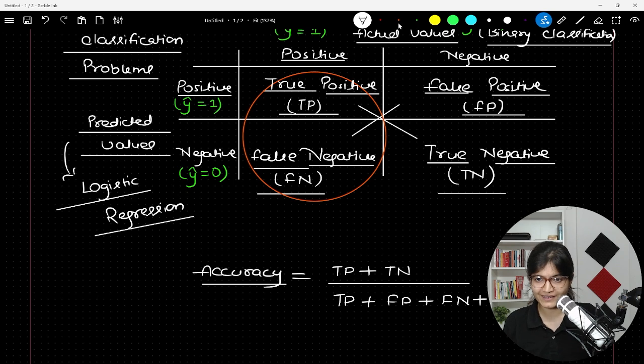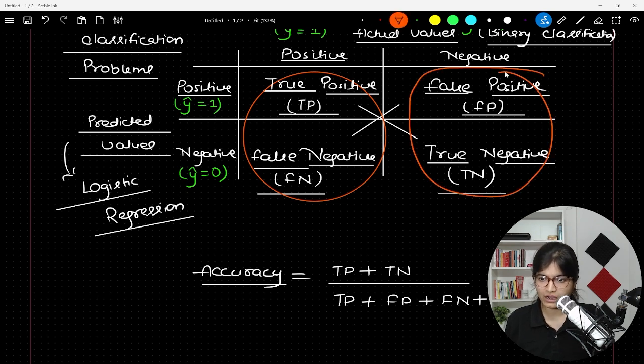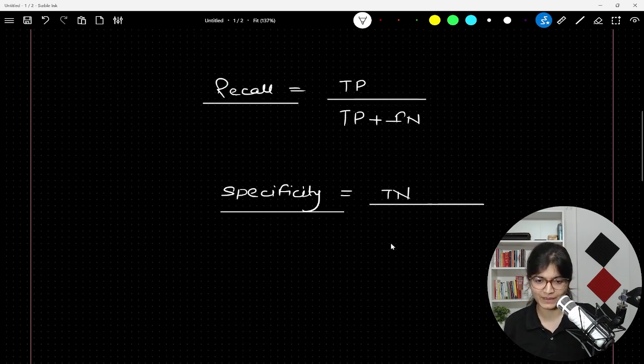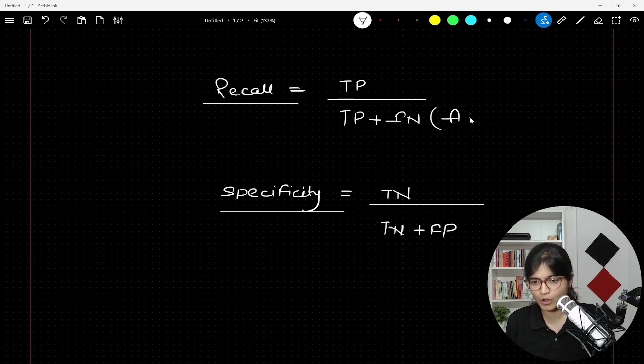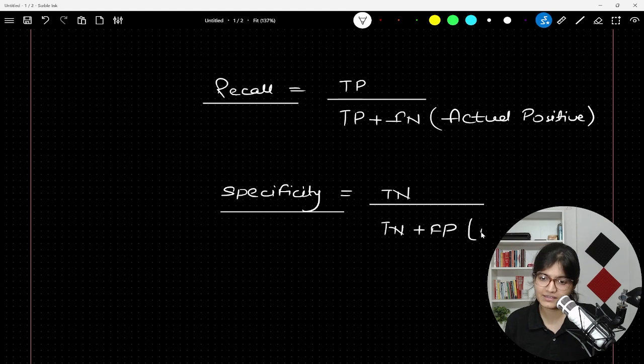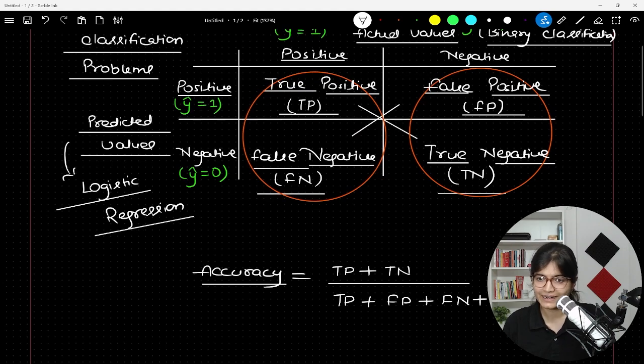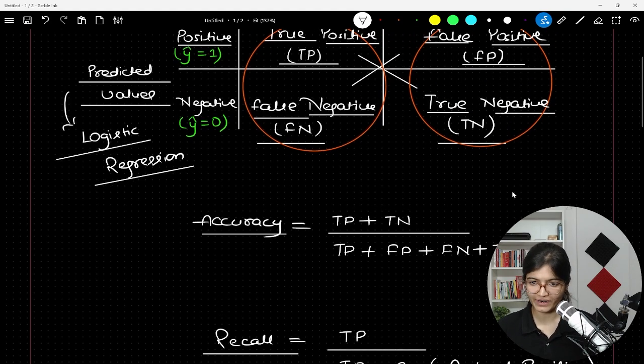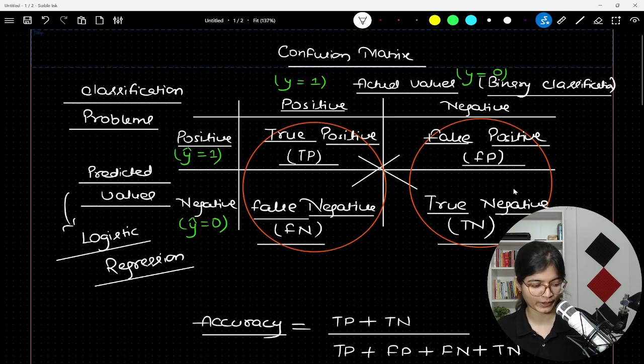So it will focus on the next column that we have. How many of them are actual true negatives? So it will be TN divided by TN plus FP. Here it is the sum of actual positives that we have, and here it is the sum of actual negatives. So I think so far things will be pretty much clear to everyone.